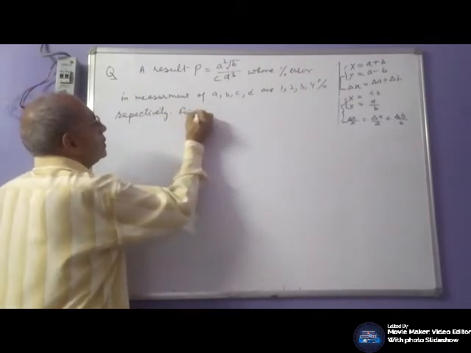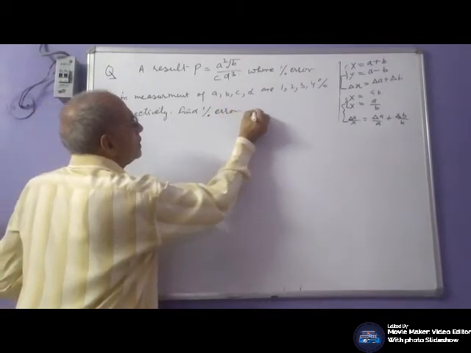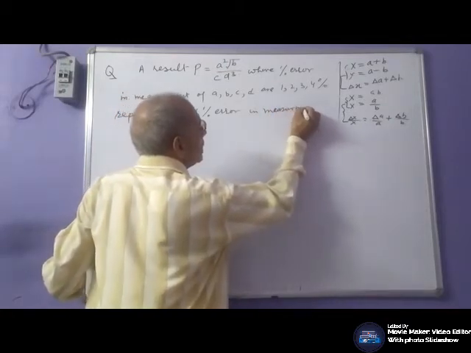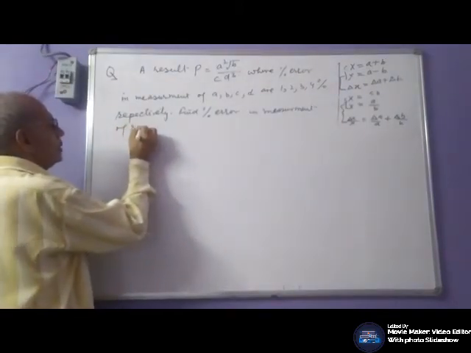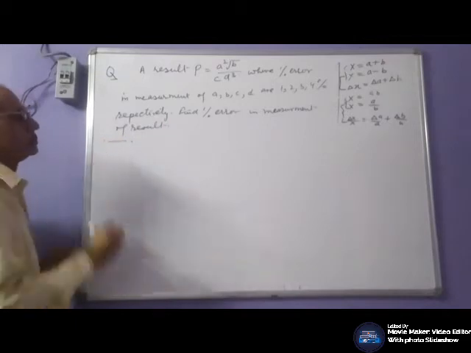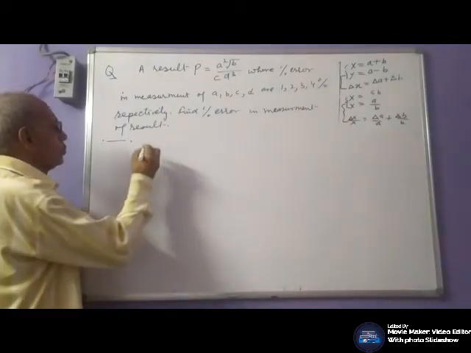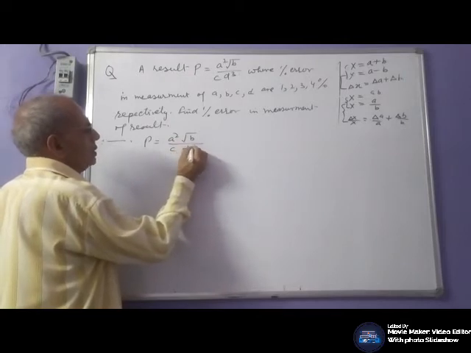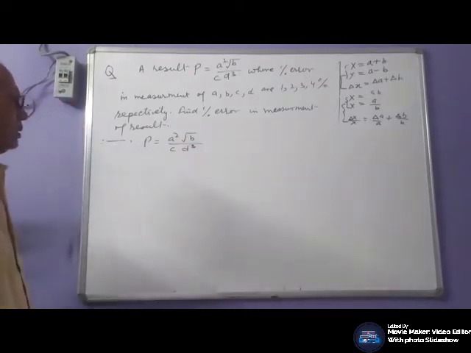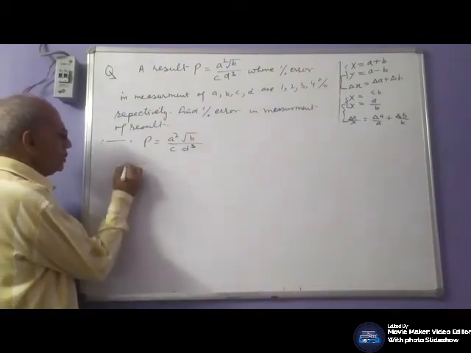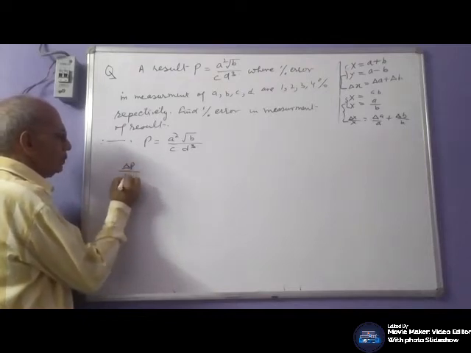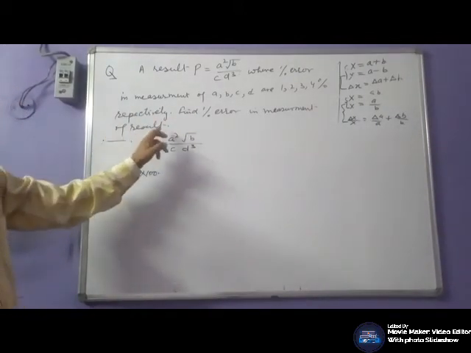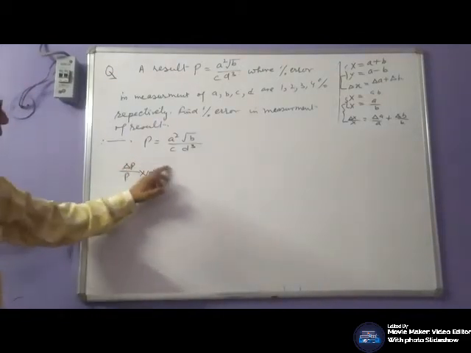Find percentage error in measurement of result P equals A square root B, C. What I want to find is delta P by P into 100, the percentage error in measurement of result. P is the result, so this is the percentage error.